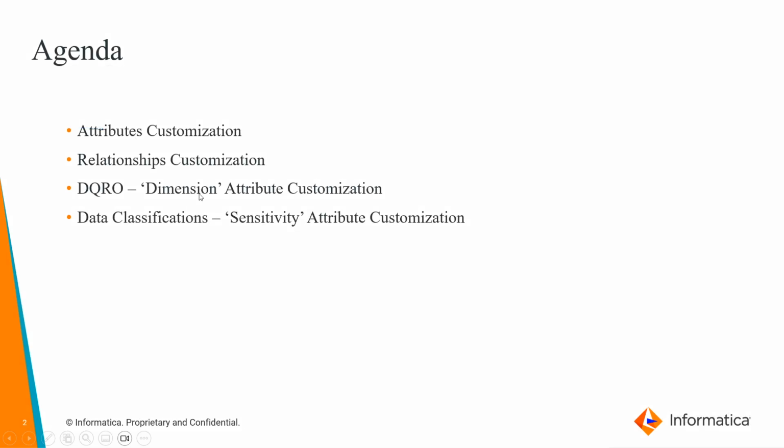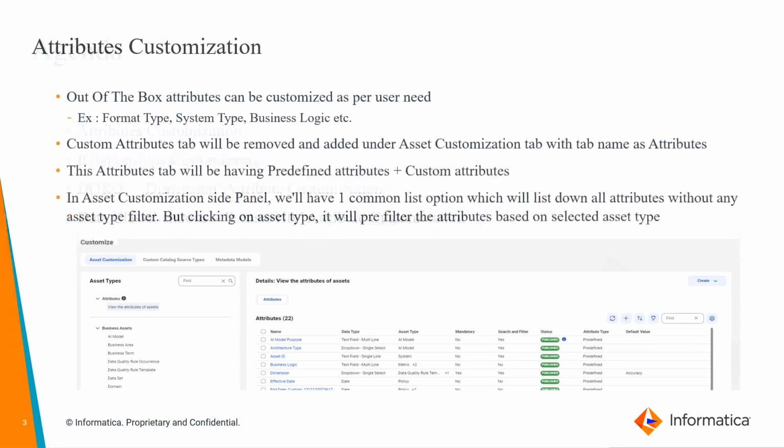The DQ arrow has a custom attribute dimension, and the available customizations to this attribute. Then for data classification, we have sensitivity levels, which also can be customized in this April 2024 release. So let's take a look at attributes customization.